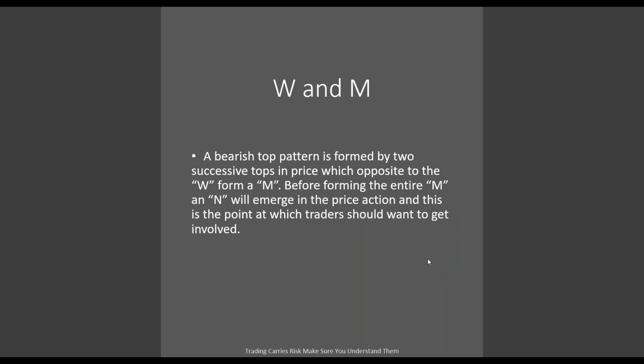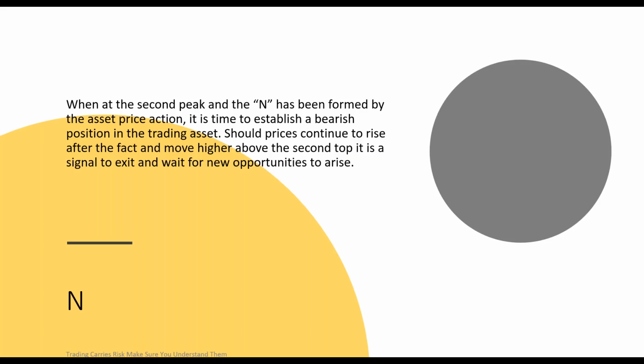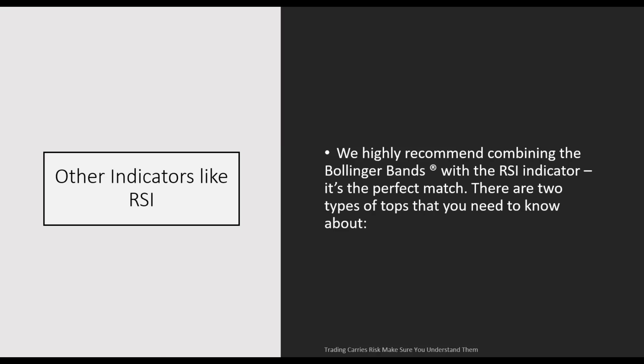Now, a bearish top pattern is formed by two successive tops in price, which are opposite to the W, forming the M. So remember, for everything, there's an up rally and a down rally. Before forming the M, an N will emerge in the price action, and this is the point at which traders should want to get involved. So when at the second peak the N has been formed by the asset price action, it's time to establish a bearish position in the trading asset. Should price continue to rise after the fact and move higher, it's time to get out of that trade and look for a new opportunity.